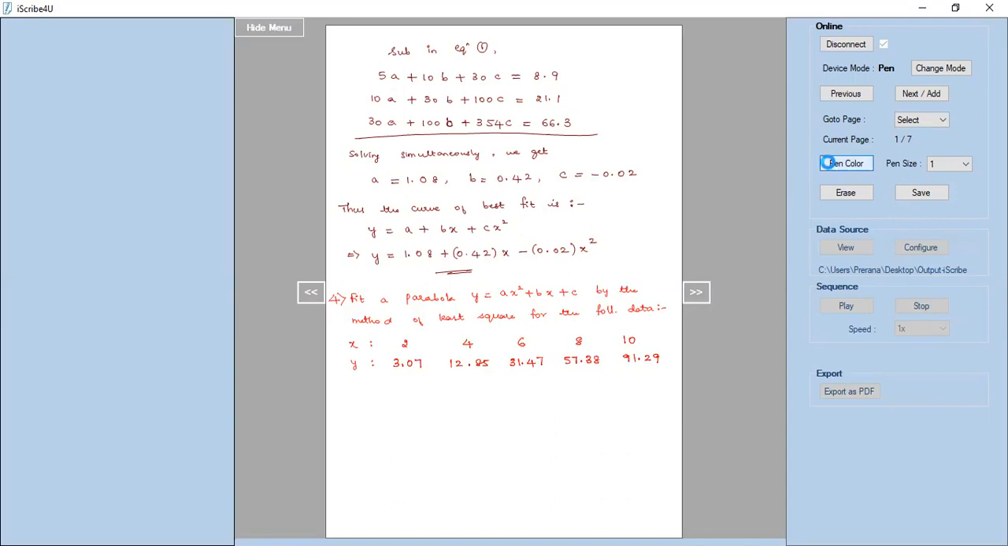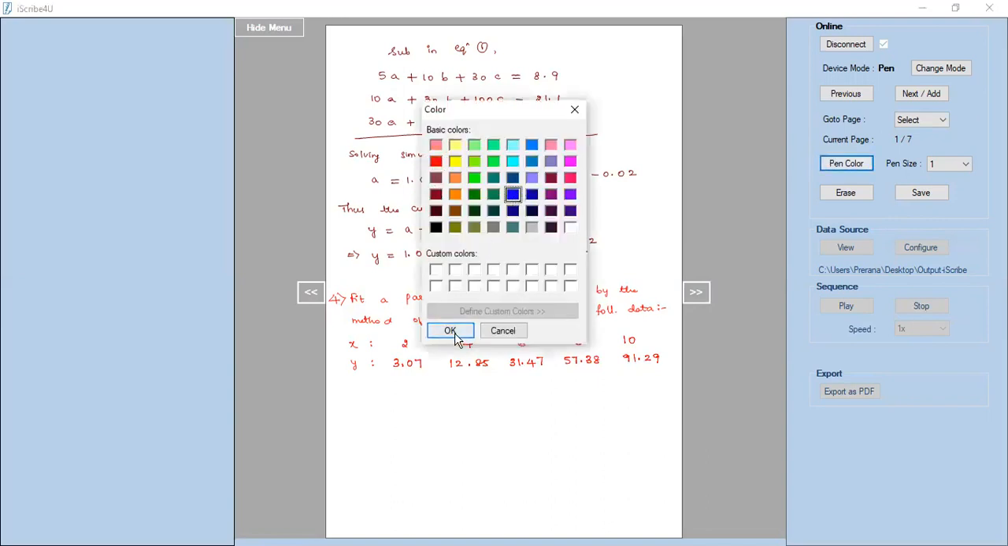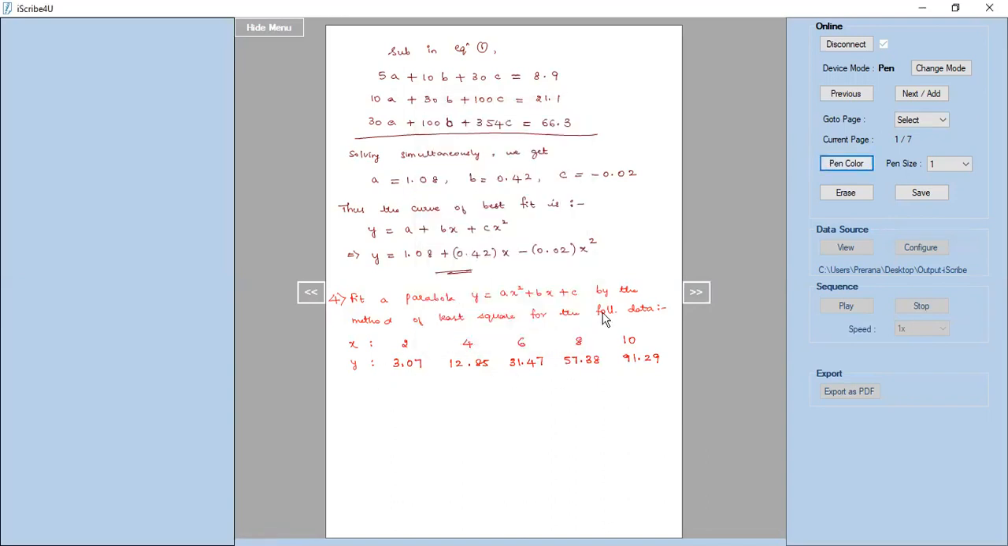Now, very firstly, we will frame the normal equations for this. The normal equations for the format ax square plus bx plus c we have to frame and then form the relevant table. First, let us write down the normal equations.